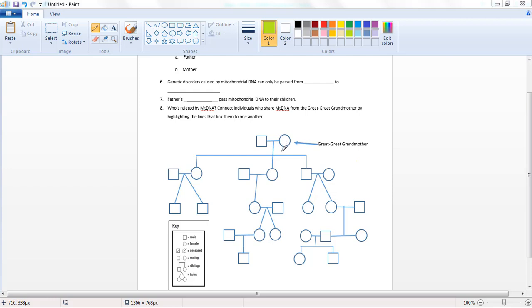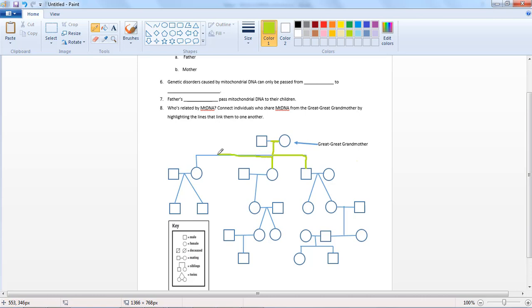So from the video, we learned that only the females pass down the mitochondrial DNA, and we're supposed to highlight the lines that link them together. So we'll take out your highlighter, and we would go, okay, well, the female is the one who passed it down. She passed it down to her three offspring. So we'd have there, and then here to her daughter, and also to this daughter way over here.